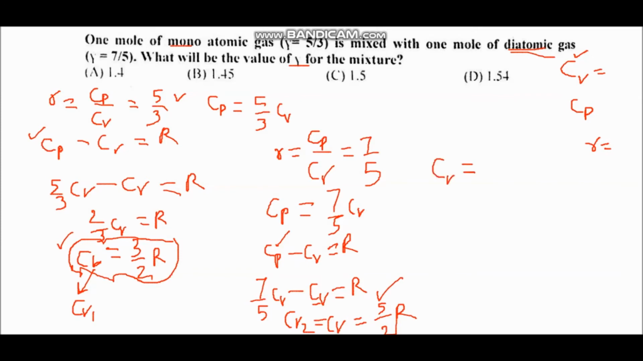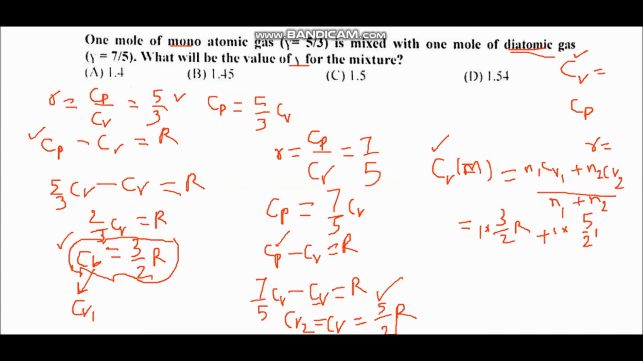So if we want to find the value of Cv for the mixture of gases, we apply the formula, Cv mixture is equal to, and n1 is the number of moles, and since we have 1 mole of each gas, n1 and n2 are equal to 1. So now we substitute the value of Cv1, which is 3 by 2R, into 1, plus 1 into Cv2, which is 5 by 2R, and it is divided by the number of moles n1 plus n2, which is equal to 2. So after solving this, we will get Cv mixture is equal to 2R.